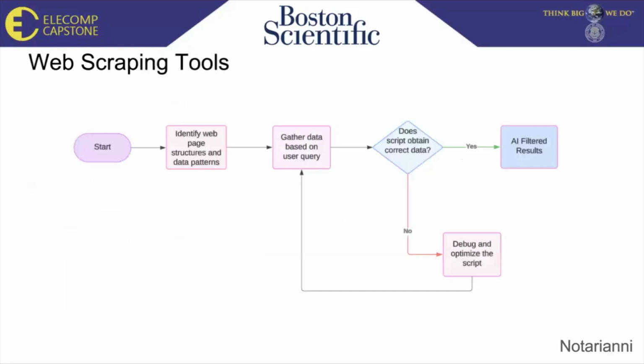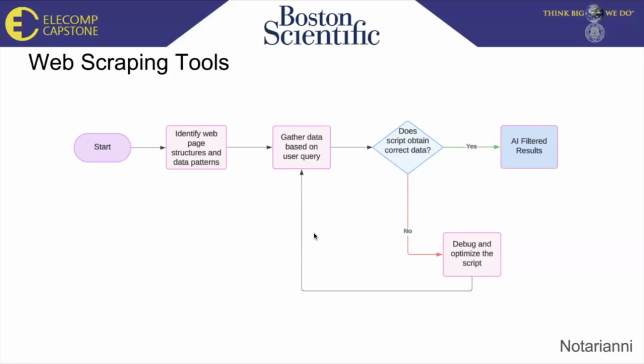How the web scraping tools work is when we're pulling from the websites, it is able to identify the structure of the page, so look at the HTML, and then it moves on to the next step, and it gathers the data based on the user query from the HTML. We then check to make sure the right data is obtained, and if it is, then we can move on to the next step, the AI filter results. If not, then we have to go back and optimize the script to make sure that it gathers the data that we want.